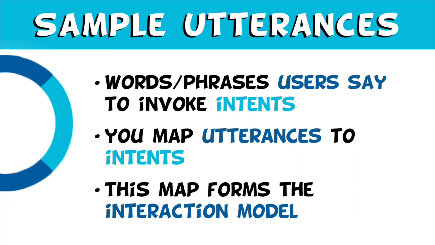With sample utterances, you will specify words or phrases that users say to invoke intents. And this can be a variety of phrases. You should think about all the different kinds of ways that a user would ask for this information. It can include quite an extensive list of different phrasing so that your user isn't going to get frustrated because they're not saying the one exact phrase that you programmed in. So you want to really have a variety. There are some good ideas for different types of phrasing in the documentation that I found really helpful. So it's important to include a variety. You map utterances to intents, and this map forms the interaction model for your skill.